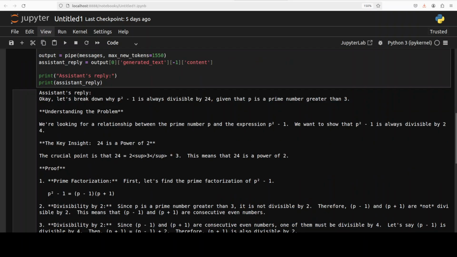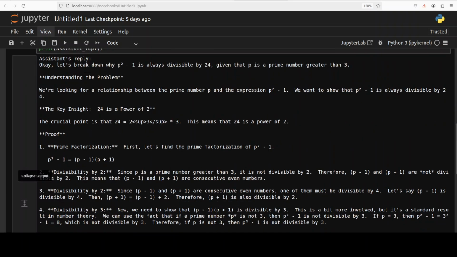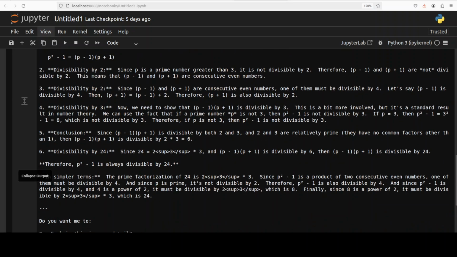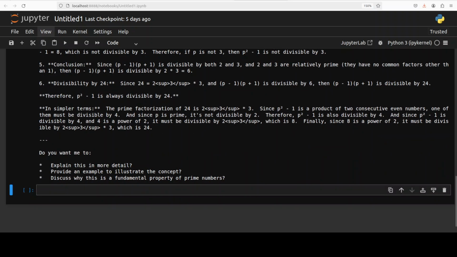So it has printed the response again. It is going in the right direction, as I said earlier. And then there you go. So yes, that is correct. And then it is also carrying on the chat, because it's a chat model, an instruction tuned one. So it is asking what I want to do next. But look at the explanation.